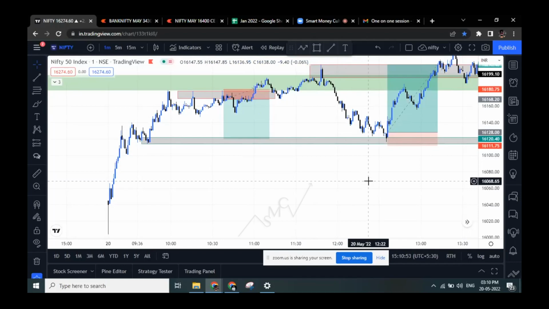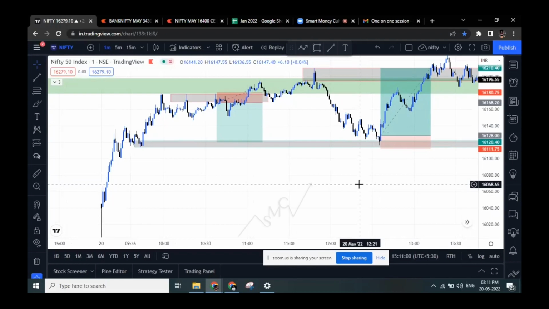Now, as per my system, I would only look for shorts when I would see a breakdown below the demand zone that you have drawn. That's when I know structurally the market is going to shift, and only then would it be valid for looking for shorts.